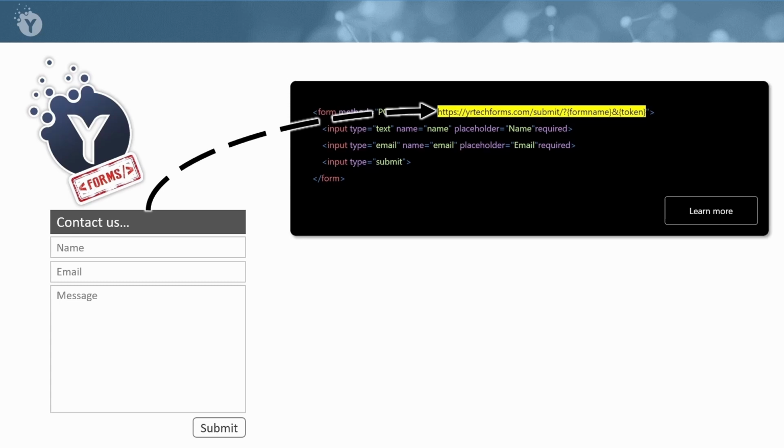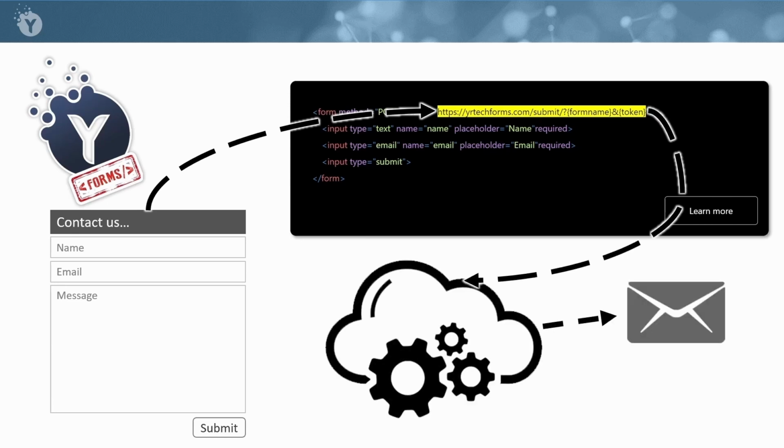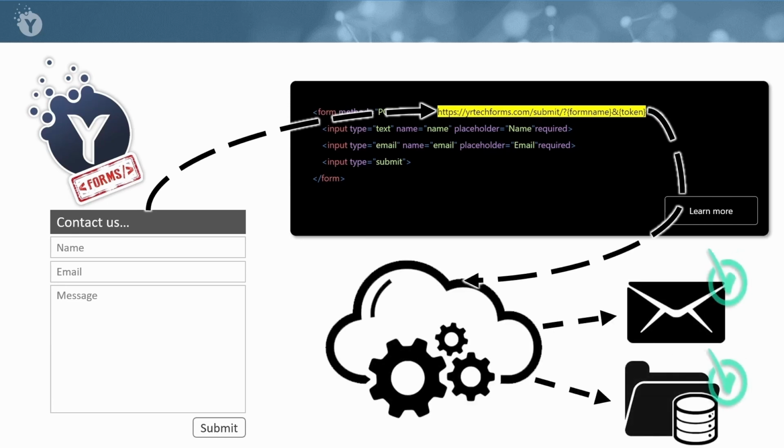Simply point your HTML form's action properties to one of our unique URL endpoints, and you're done. It really is that simple to make an HTML form work with secure cloud storage and an email alert for every form submission. Let's take a look at what Your Tech Form offers.